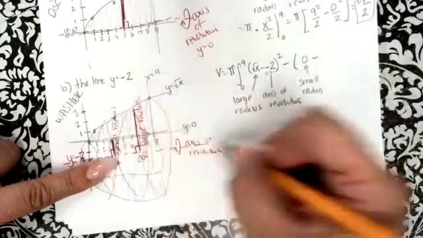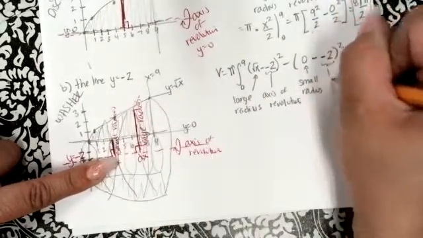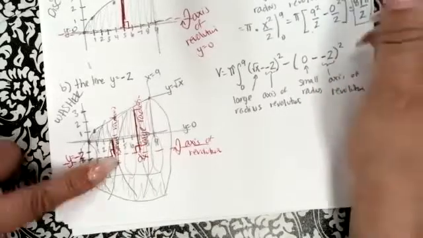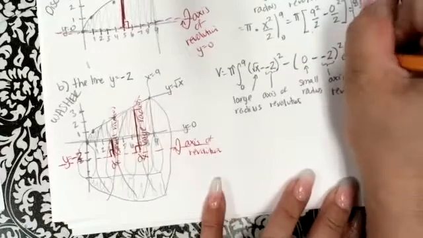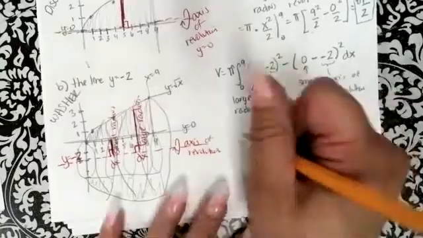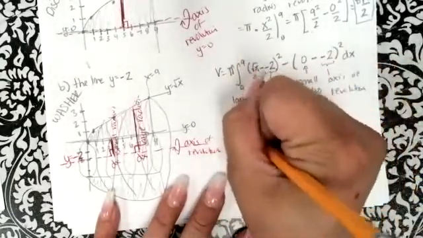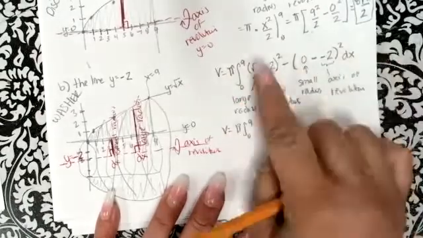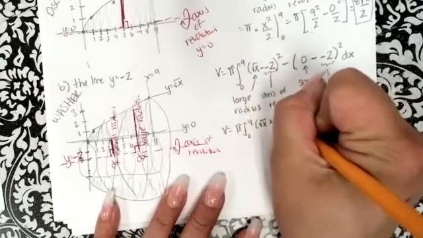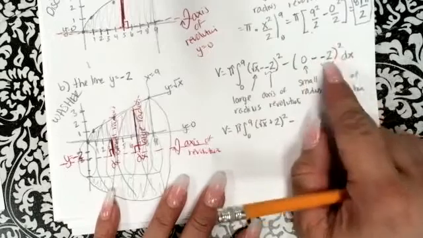Subtract the axis of revolution, which is y equals -2. And then right here, I can't forget the dx. Now I'm going to simplify this. That's just going to be a plus. And then right here, a negative and negative makes that a +2, and 2 squared is 4.